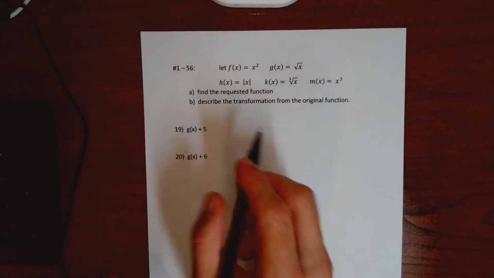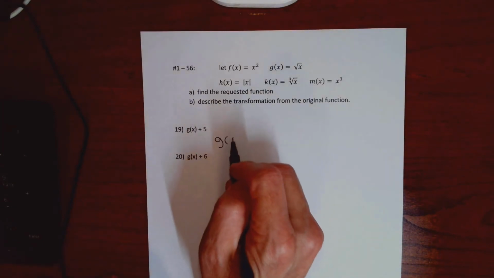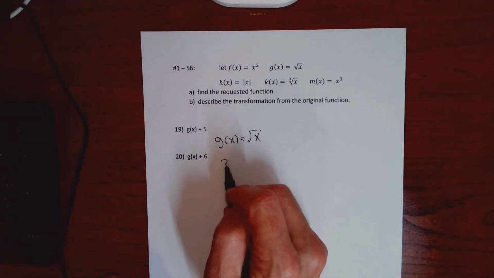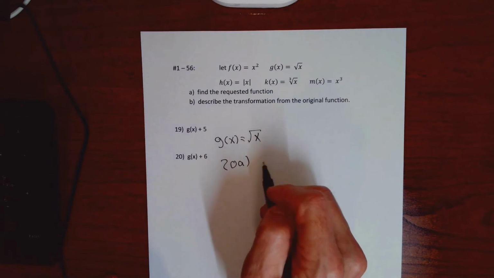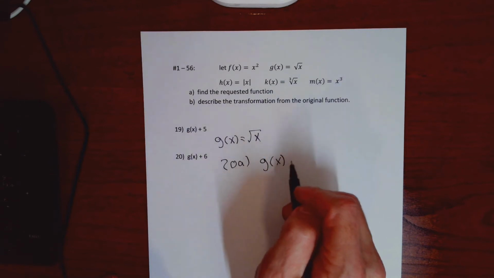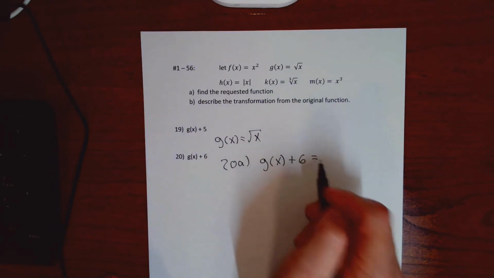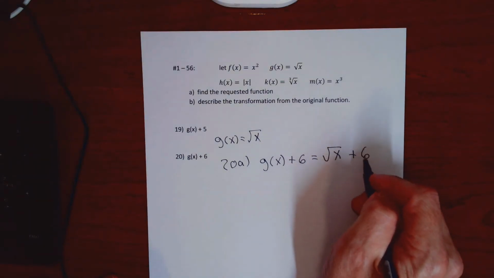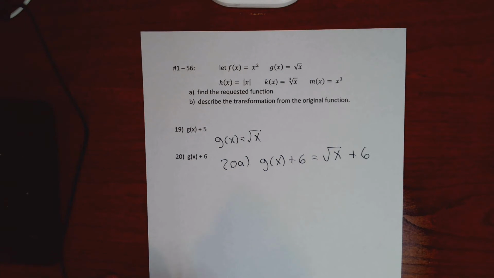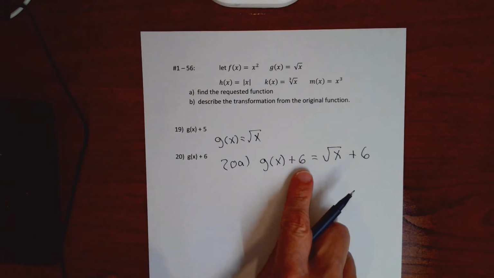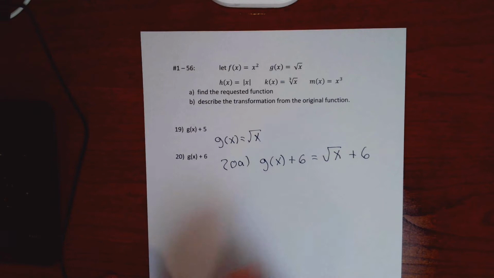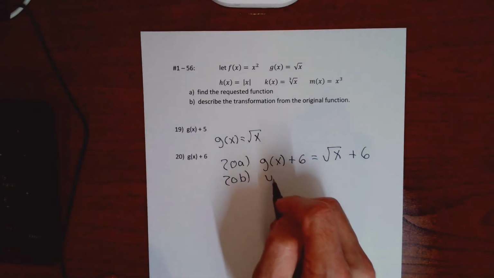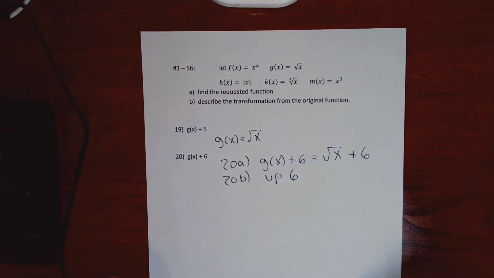Question 20 calls out the square root function. The square root function is square root g of x. Part A of 20 wants me to find g of x plus 6, and the plus 6 isn't in the parentheses, so the plus 6 goes after the function. Doesn't matter what the function is. If the number is added or subtracted and it's not in the parentheses, it just goes after the function. For part B, it's going to move the graph up 6 units.